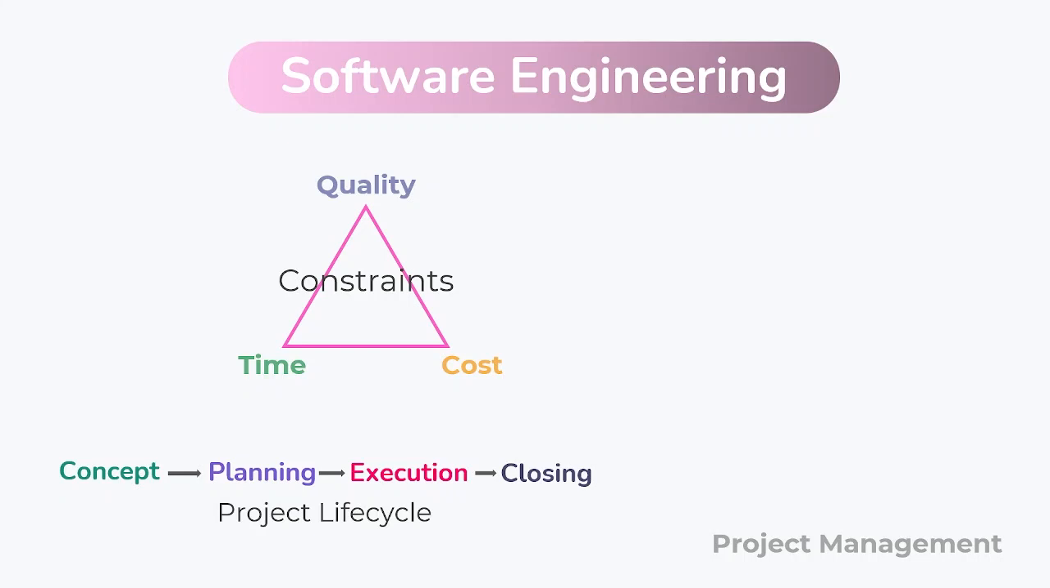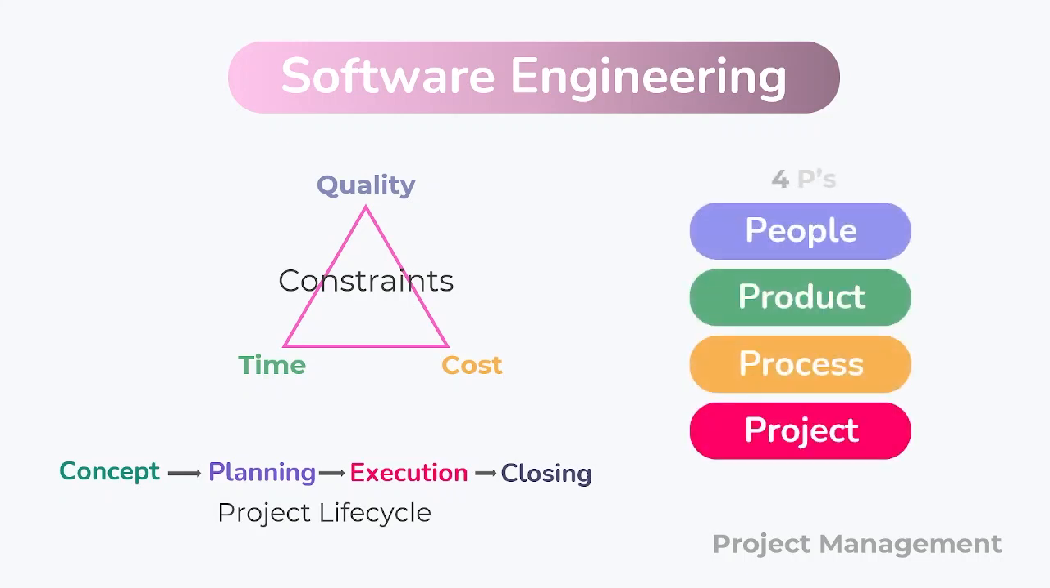And in this project management sphere, we talk about the 4 Ps. So we need to focus on the 4 Ps. We need to focus on the people, the product, and the process, as well as the project. So out of all these 4 Ps, we need to focus on people the most, because the people is the most important asset of your project.